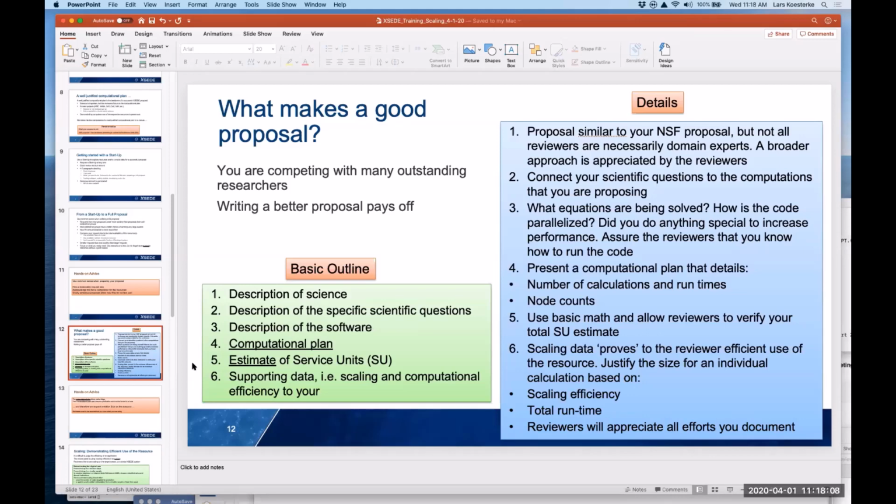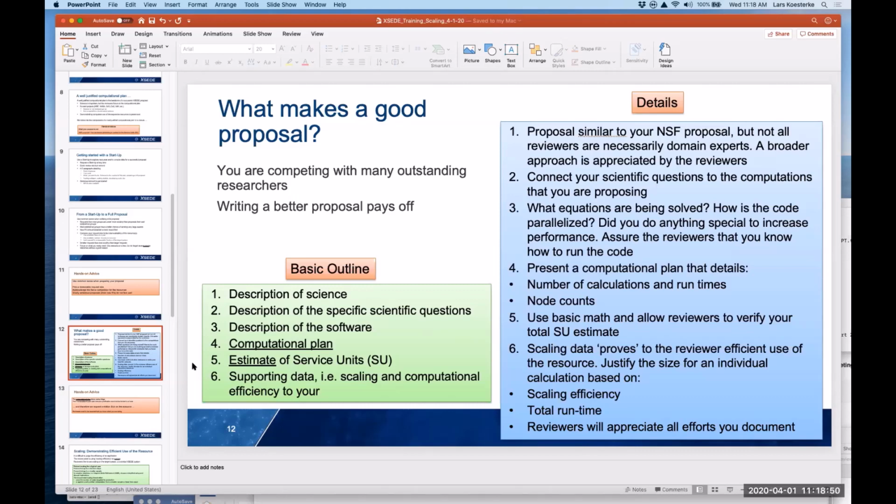You should go a little bit into some detail about what equations are being solved and how the code is being parallelized. That doesn't mean that you present the equations, but that you give the reviewer some idea of what you are doing. And I have a good point about that later. If you have done anything to increase performance, there's always a good time to brag about what you have done, and reviewers appreciate it very much. But the basic point is that you assure the reviewers that you know how to run the code and that you understand how this all works.